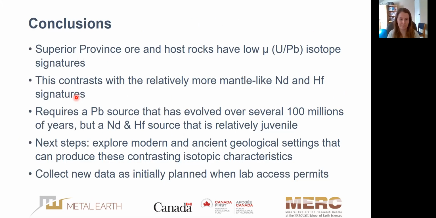So just to sum up, the Superior Province ore and host rocks have low mu isotope signatures. This contrasts, or kind of contradicts, with the relatively more mantle-like neodymium and hafnium signatures. To produce the low mu values we see, we require a lead source that has evolved over several hundreds of millions of years, but a neodymium and hafnium source that is relatively juvenile. So the next steps we'll be working on are exploring modern and ancient geological settings that can produce these contrasting isotopic characteristics, as well as finally getting around to collecting the new data as initially planned once we're able to get back into lab access and getting instruments running.